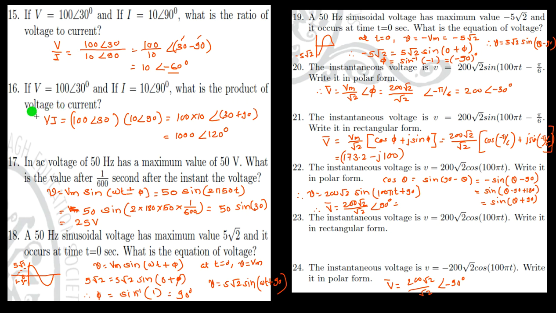Here we want to calculate the product of V and I. So 100 at an angle of 30 and 10 at an angle of 90 will give you 100 into 10 at an angle of 120 degrees.